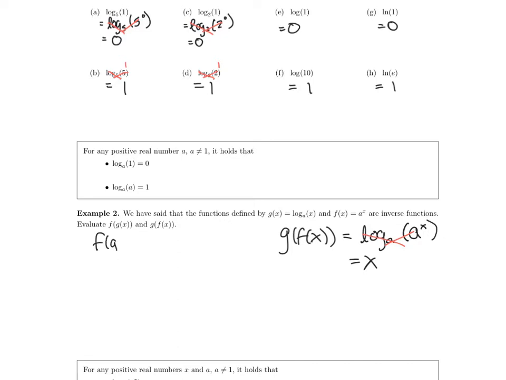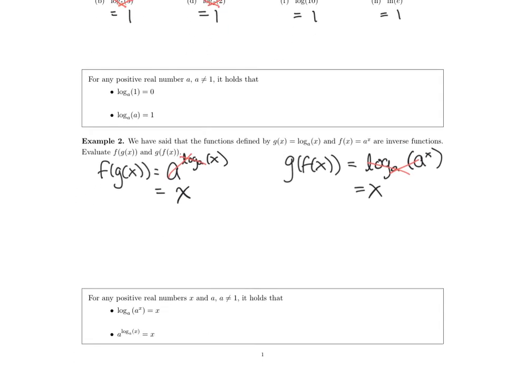Well, if we try f of g of x, we should also get x. So this is going to be a, and then instead of to the power of x, it'll be to the power of log base A of x. And we know we're supposed to get x. So again, we have big base and little base. If we cancel out big base and little base, we are going to get just our x.